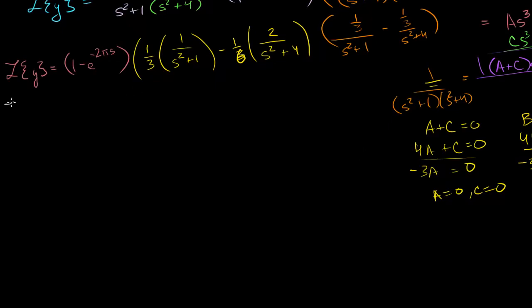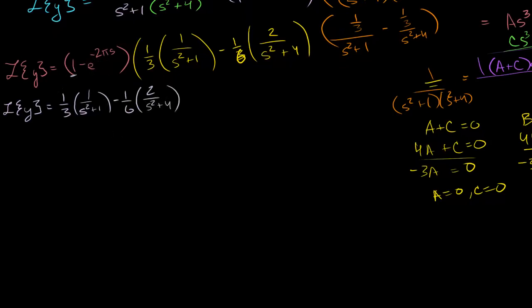We can write the Laplace transform of y is equal to, I'm just going to multiply the 1 out, and then I'm going to multiply the e to the minus 2 pi s out. So if you multiply the 1 out, you get 1/3 times 1 over s squared plus 1. I'm just multiplying the 1 out. Minus 1/6, these are all the 1s times the 1, times 2 over s squared plus 4. And I'm going to multiply the minus e.